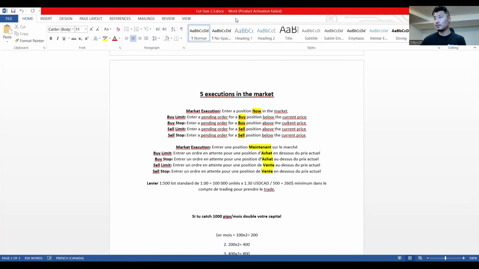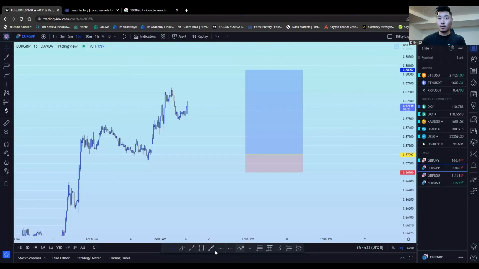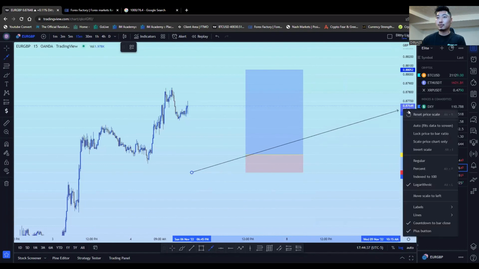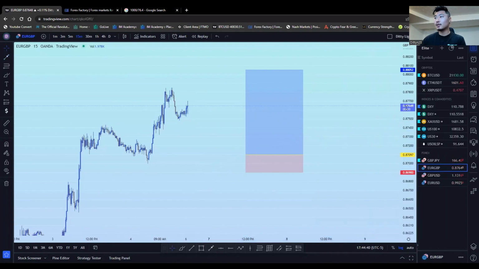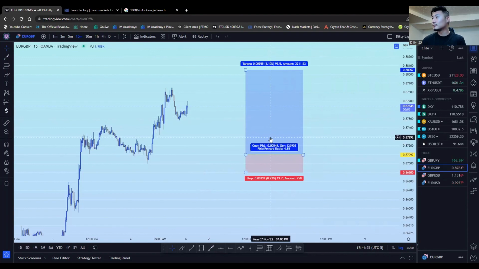So let's go on the chart once again. Boom. Our entry price is below the actual price. This is the actual price, right? So our entry price is below the actual price, so this is a buy limit. That's it. Nothing more, nothing less.